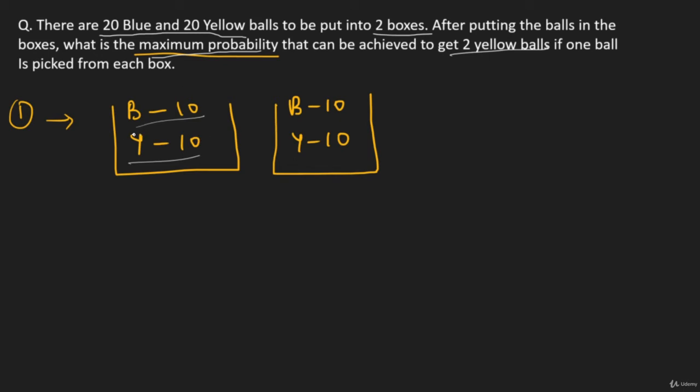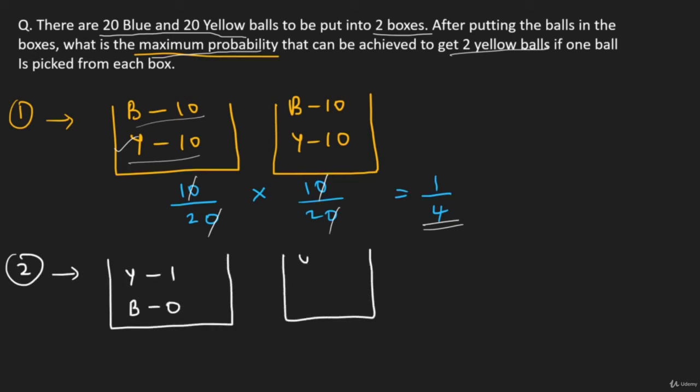What's the probability to get a yellow ball from this box? That would be 10 by 10 plus 10, which is equal to 10 by 20, right? Similarly, the probability to get a yellow ball from this box also is equal to 10 by 20. Therefore, the probability to get a yellow ball from here and to get a yellow ball from here is 10 by 20 into 10 by 20, right? 10 by 20 is nothing but 1 by 2. 1 by 2 into 1 by 2 gives us 1 by 4. Alright. Now, let's see another case.